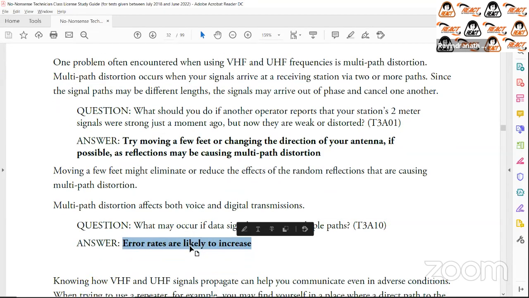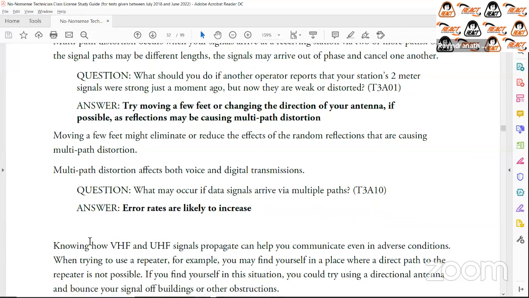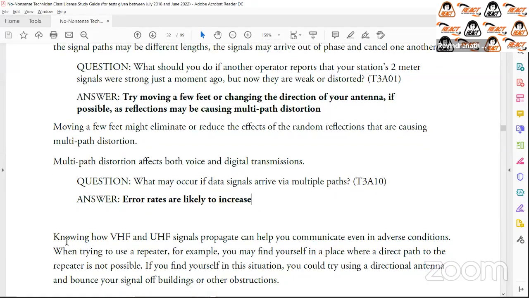All right, let's see what else we can cover before we come to the end of today's session. They tell us as amateur radio operators, knowing how VHF and UHF signals move or propagate can help us communicate even in adverse conditions. And that's what, as amateur radio operators, we are aiming to achieve. We want to know, how do we communicate in adverse conditions when there's an emergency, for example? How do we do that?